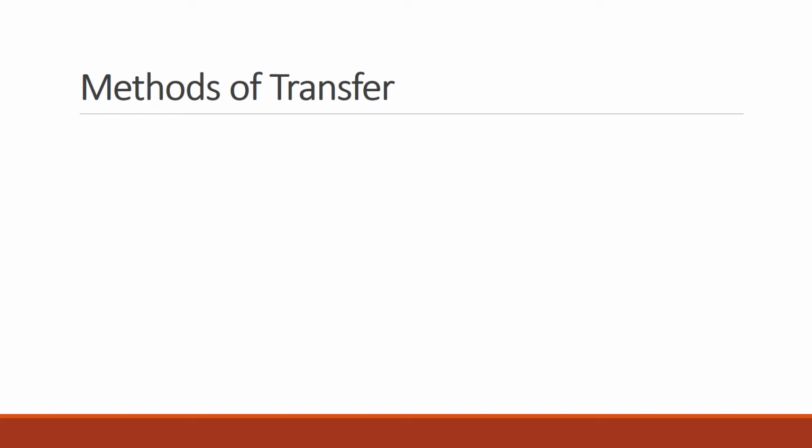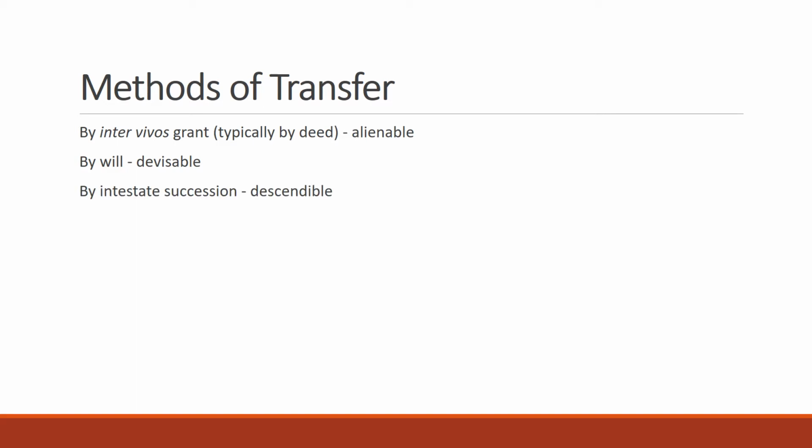In the United States, we allow for what's called alienability, which is the transfer of property from one person to another person, or from one company to another company. This transfer can be done while the person is alive in a gift, right? And that's typically done through a deed. It can be done by will. We say that when a property is divisible, that means that it can be passed by will. Or it can be descendable. And what we mean by that is that it can pass through intestate succession.